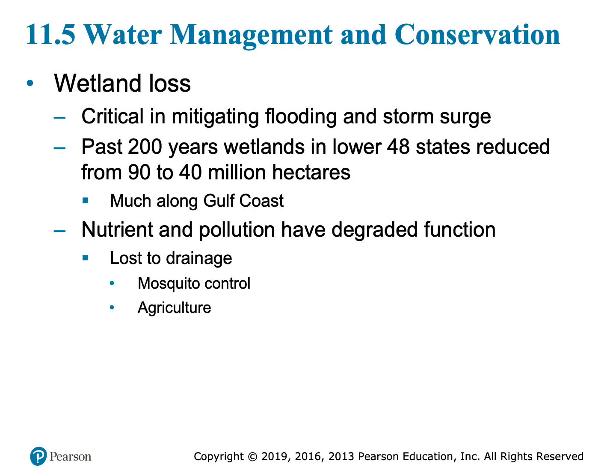Wetland loss and restoration. One of the most important lessons learned from Hurricane Katrina is how critical wetlands are in helping to mitigate the effects of flooding. Over the past 200 years, the total area of wetlands in the lower 48 United States has been reduced from 90 million to 40 million acres, and a large part of that has been along the coast.